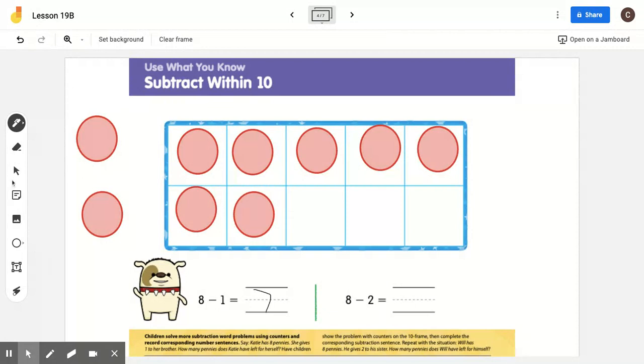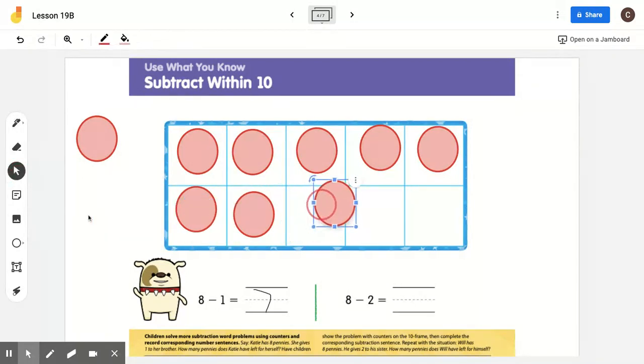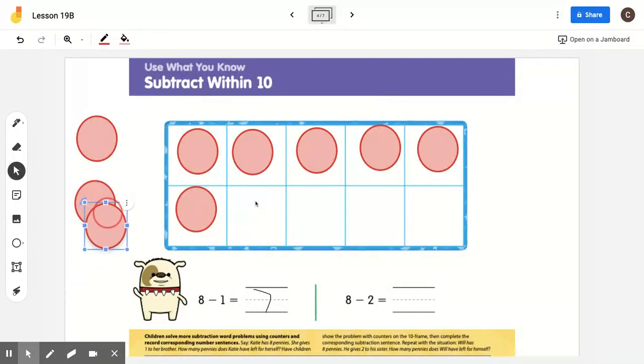So now my friend Will, he has 8 pennies, right? And he gave his sister 2 of them. So I have to figure out how many pennies does Will have left to himself. So what do I need to do? Right, I'm at 8, so I'm going to take away 2, 7, 6. So how many are left? 6. Very good.